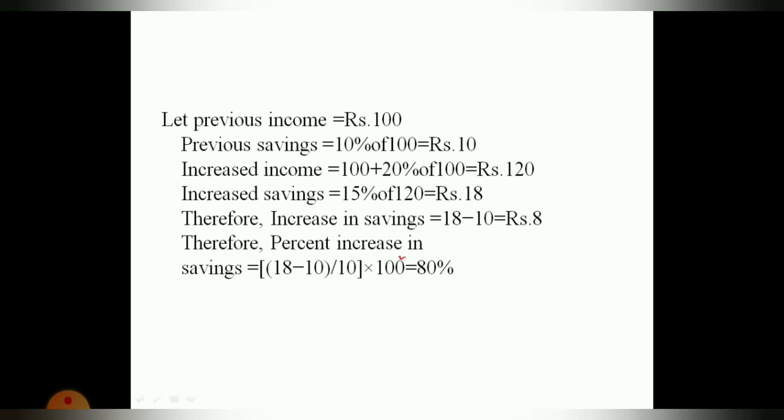So we can take the previous income as 100 rupees. The previous savings is 10%, which means 10 rupees. The income is increased by 20 percent, which means the new income becomes 120. The new savings is 15 percent of 120, which is equal to 18. Therefore the increase in savings is 18 minus 10, which is 8 rupees. So the percentage increase is equal to the increase in savings, that is 8, by the previous savings into 100.